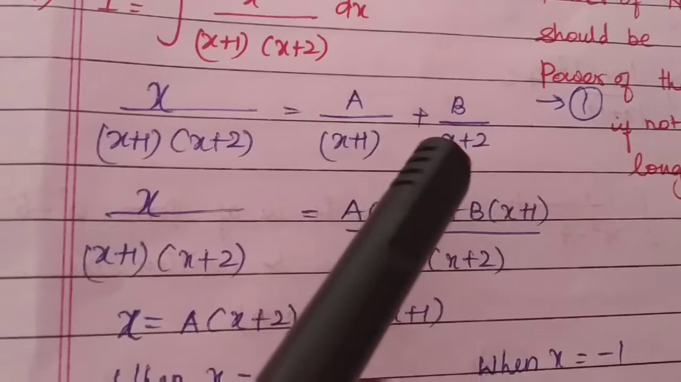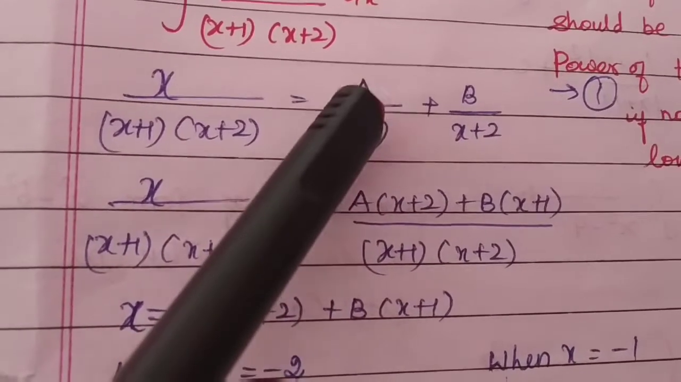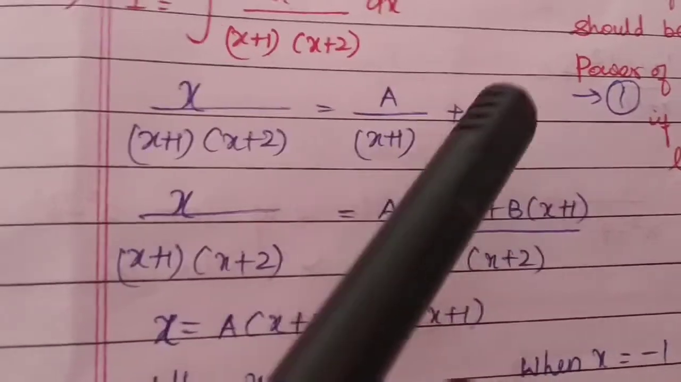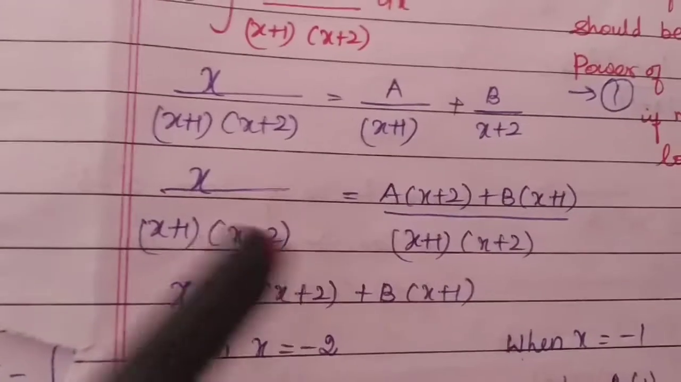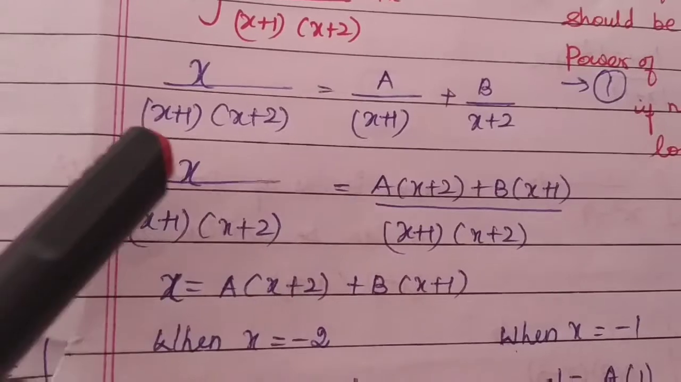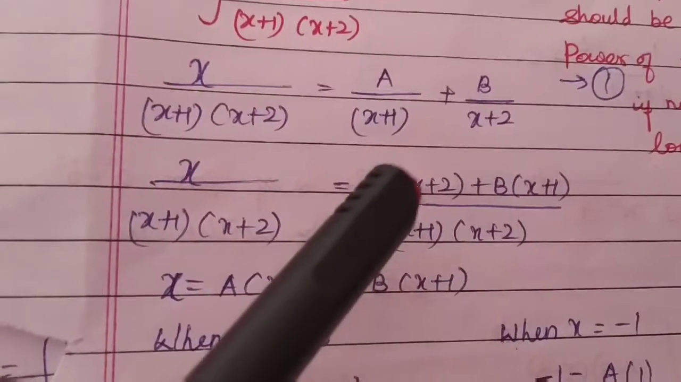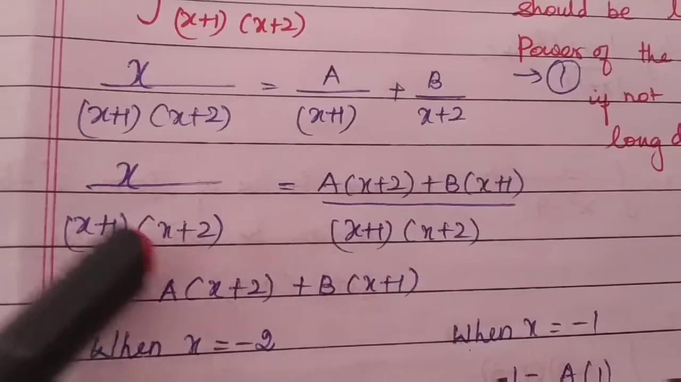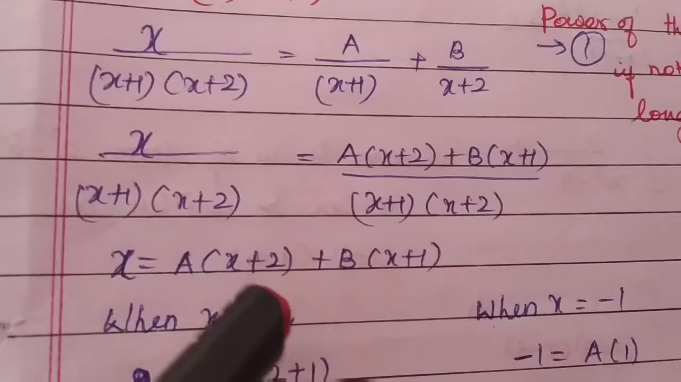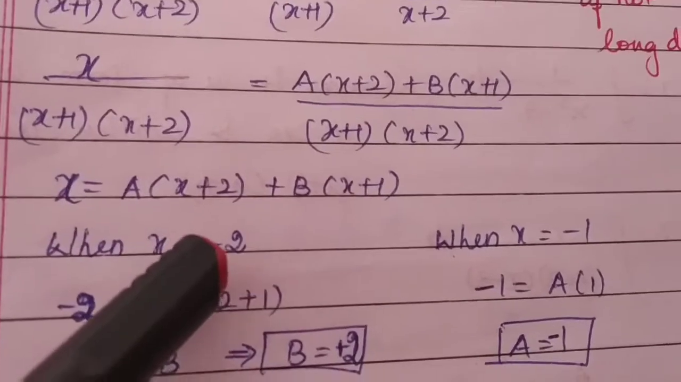Therefore, x plus 1 into x plus 2, when you take LCM of this, you will get a into x plus 2 plus b into x plus 1 divided by x plus 1 into x plus 2. Therefore, the denominator terms will get cancelled. Therefore, what you will have, x is equal to a into x plus 2 plus b into x plus 1. You can equate the coefficient of x and the constant term, but this method which I am telling will be easy for you to do.